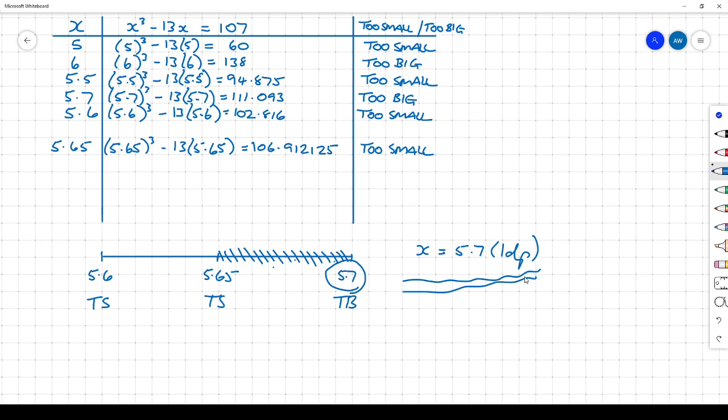X is 5.7 to 1 dp, 1 decimal place. And there we have it.